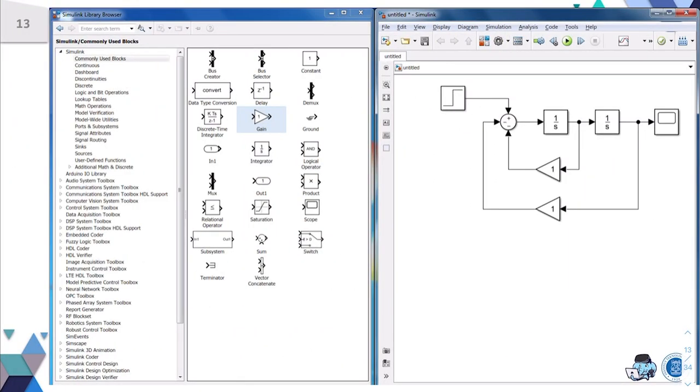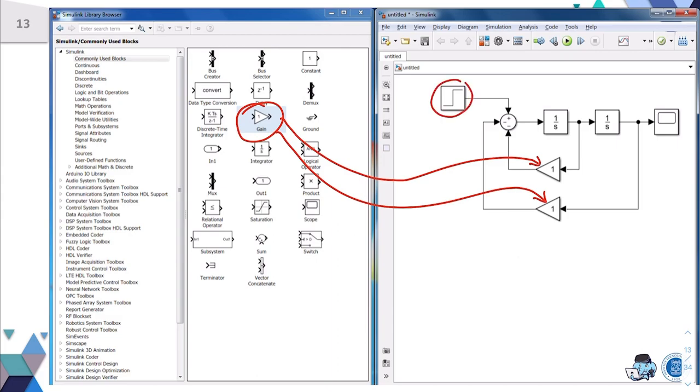So this is the complete program. Please drag again here, and also put another gain here. Then connect the gains with the others. And then this one is the step function.